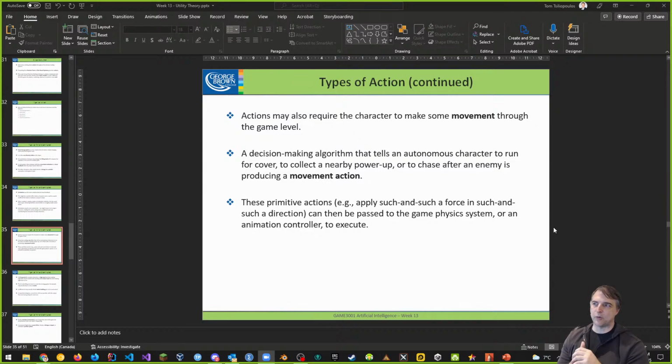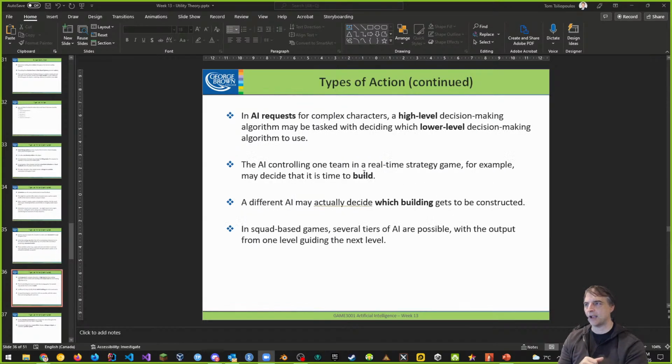So actions may also require the character to make some kind of movement through the game level. That's the third type, right? So again, locomotion, like we said. A decision-making algorithm could tell the autonomous character to run for cover, as an example, or to collect a nearby power-up. In our case, we're asking you to go behind cover. That is one of the movement actions that we've given you. We can also pass on the movement to a physics system if it's physics-based as well. All right, so that's another action.